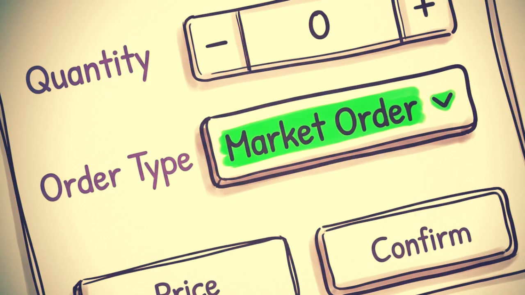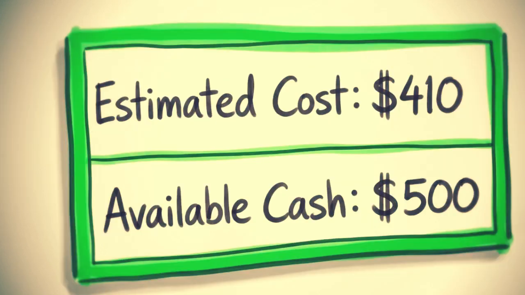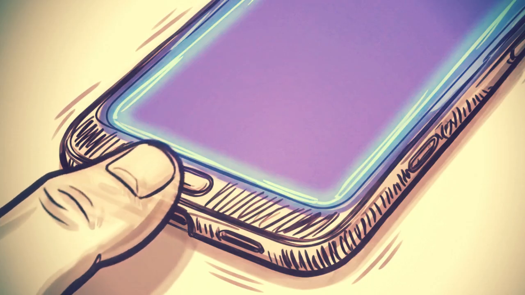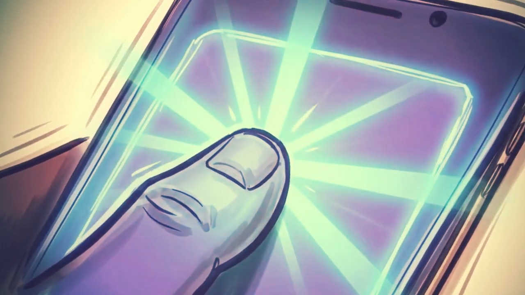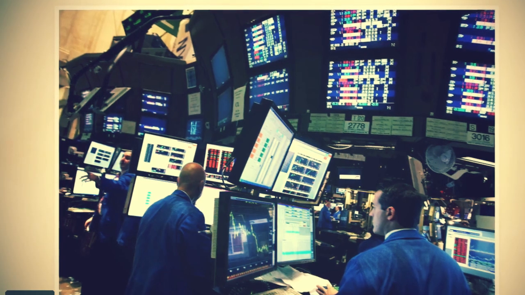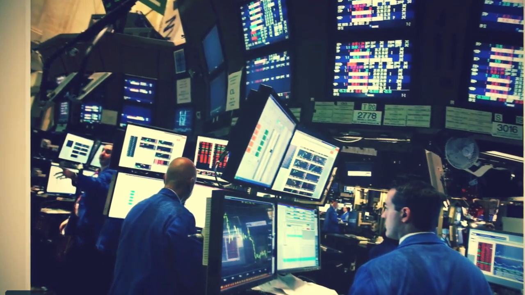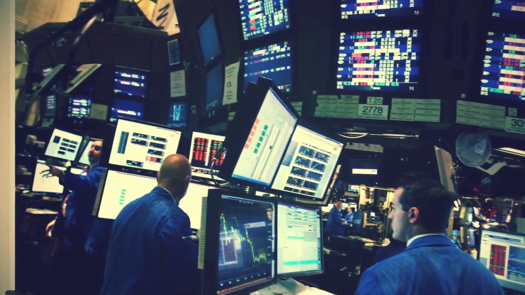For this first trade, let's keep it simple. Return the setting to a standard market order. Type 1 for the number of shares, and double-check that your estimated cost is lower than your available cash balance. Tap to review the order summary. If everything looks correct, go ahead and swipe up on the screen to submit the trade. That physical swipe effectively executes your entry into the live market. Congratulations! You officially own a fraction of the 500 largest and most profitable companies in the United States.